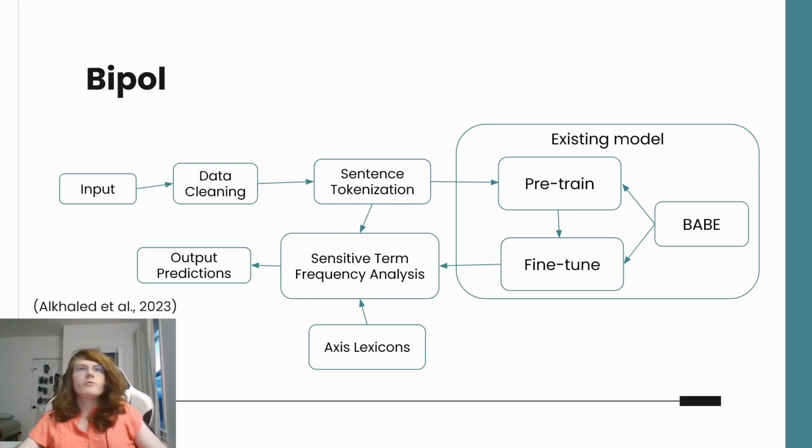Now, we mentioned before that BIPOL is a two-stage system. Let's take a quick look at what that looks like diagrammed out, if you were to actually work with it. You start off the same way you would with any language model. You take your input, you clean it up a bit, and then you tokenize it. You break down your sentences into little lexical units that the language model is capable of understanding.